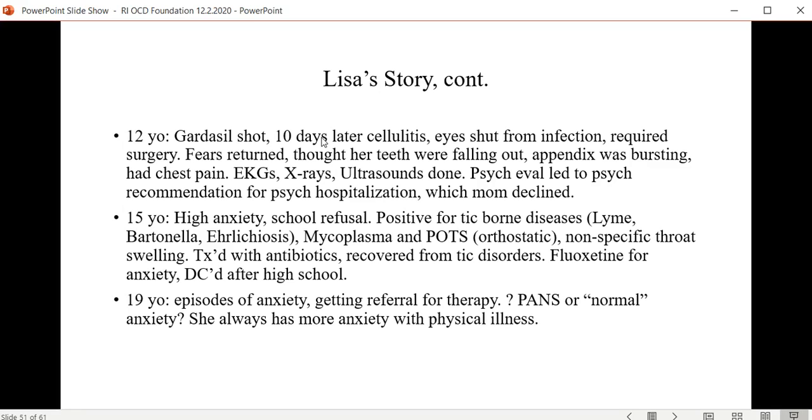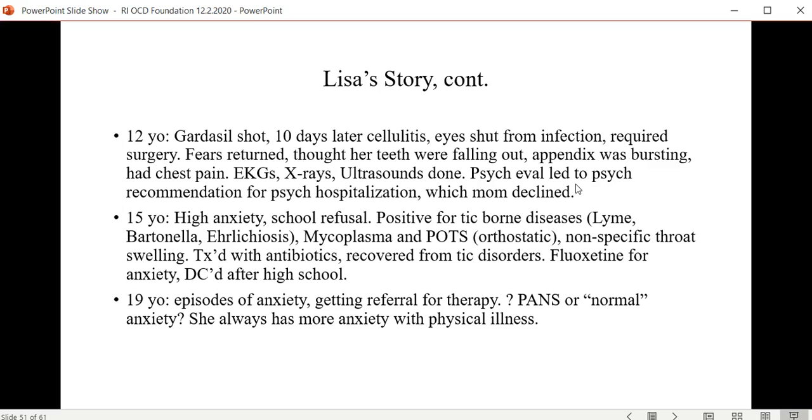She had a reaction. So 10 days later, she had cellulitis. Her eyes were shut. She had to have surgery because they were so swollen. Then she thought her teeth were falling out, her appendix was burst. She got very somatic. All these tests were done, led to a recommendation for hospitalization, which mother refused because she knew she'd have to be separated from her, and that would be traumatic. They managed to pull through that.